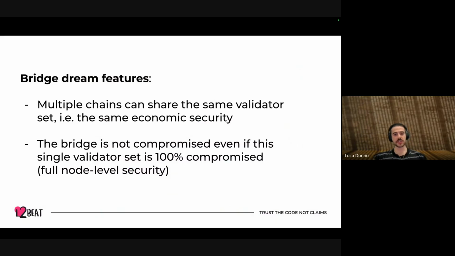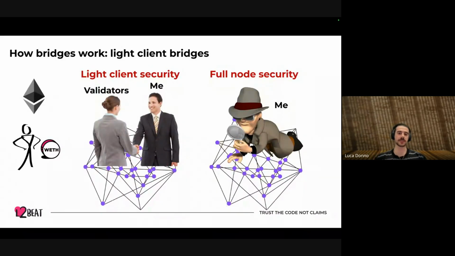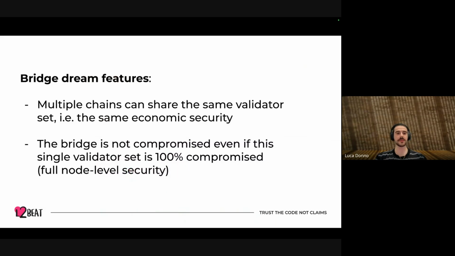So the dream feature for a bridge is to have something that is closer to full node security, where you don't even need to trust the validators of these other networks because you check everything. So this is the second feature: the bridge is not compromised even if this single validator set is 100% compromised, so you get full node level security. And the other dream feature is that multiple chains can share the same validator set, which is the same economic security. And this is kind of crazy, right?